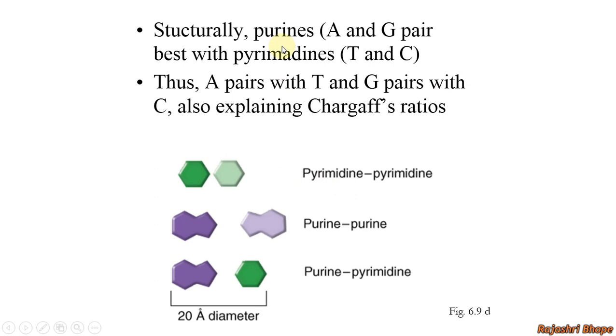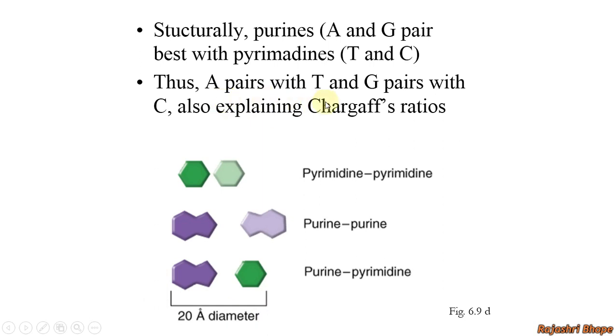Structurally, purines, that is adenine and guanine, best pair with the pyrimidines. If pyrimidines join together, this is not feasible, as the angle is very small. When purines join, the angle is too high. So the best pairing is purine with pyrimidine. The diameter is 20 angstrom.